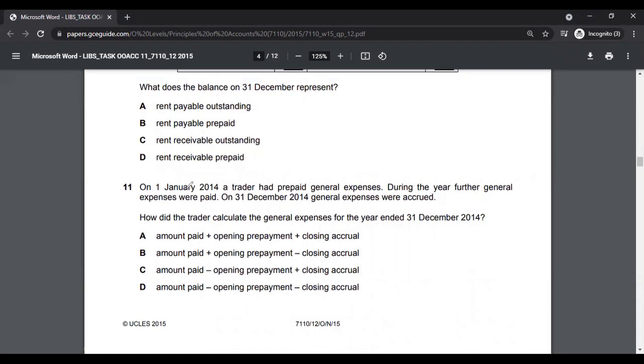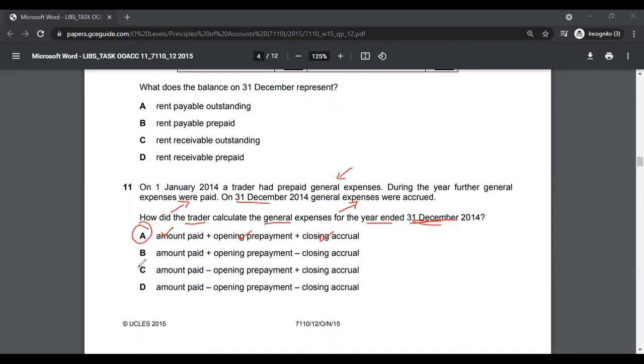Multiple choice 11. On 1st January 2014, a trader had prepaid general expenses. During the year, further general expenses were paid. On 31st December 2014, general expenses were accrued. How did the trader calculate the general expenses for the year ended 31st December 2014? The general expenses included would be the amount paid, plus the opening prepayment, plus the closing accrual. So the answer to multiple choice 11 is option A.